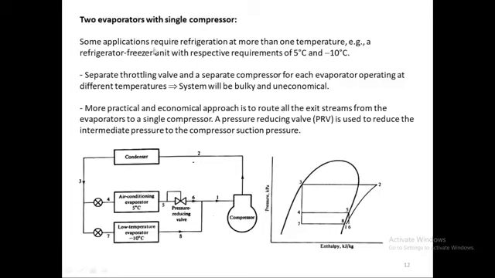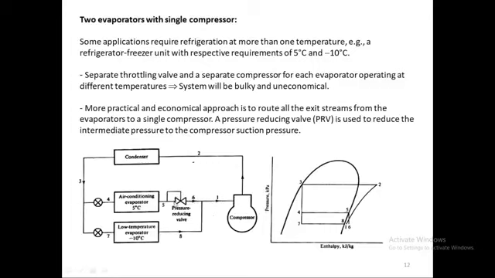Some applications require refrigerant at more than one temperature. As I said, the example of the dairy industry, for the ice cream and the cold milk, at 5 degrees or minus 10 degrees centigrade. Separate throttling valve and separate compressor for each evaporator operating at different temperatures would make the system bulky and uneconomical. So instead of doing that, a more practical and economical approach is to route all exit streams from the evaporators to a single compressor. A pressure reducing valve, PRV, is used to reduce the intermediate pressure to the compressor suction pressure.